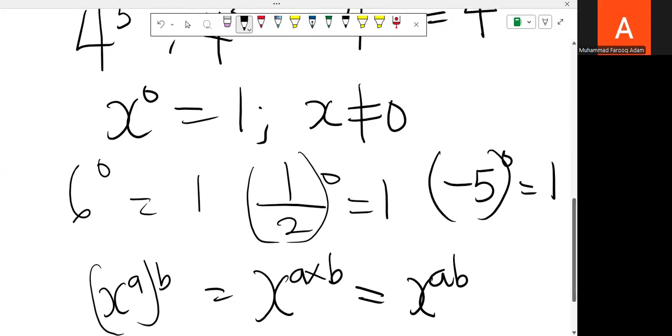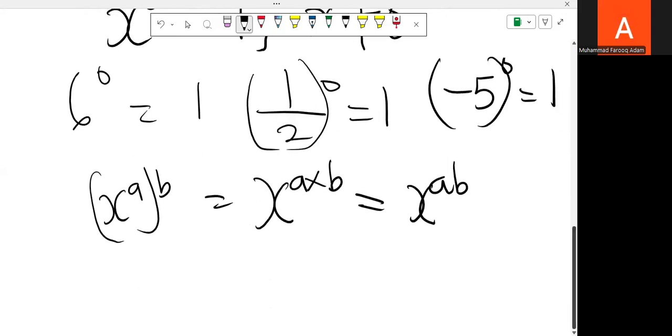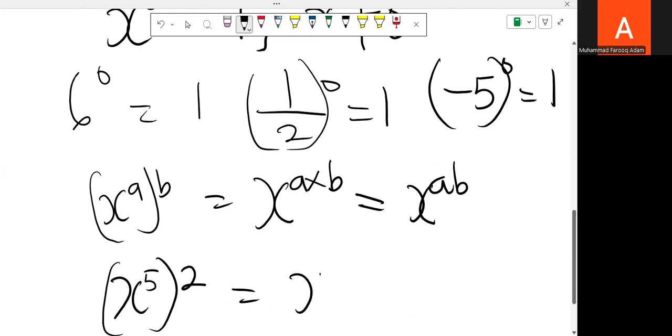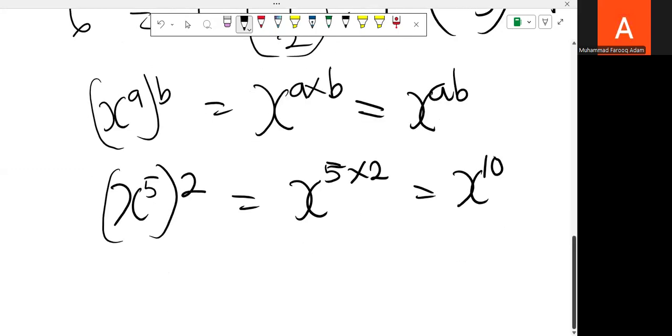So if, for instance, you have a question like this: x raised to the power of 5 and externally raised to the power of 2, it gives x to the power of 5 multiplied by 2, which equals x raised to the power of 10. That's for that. So let's go to the fifth law.